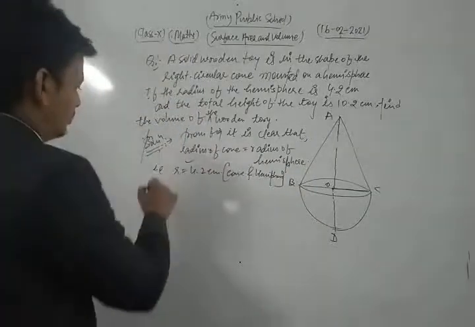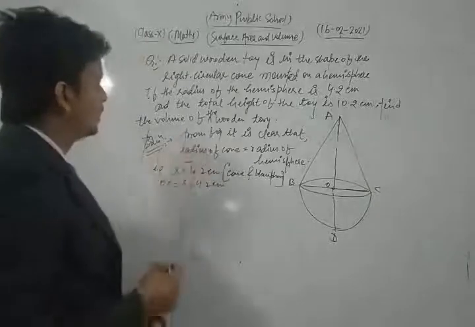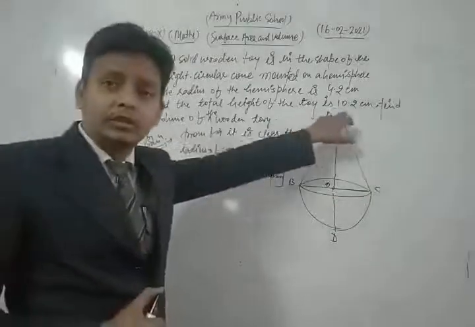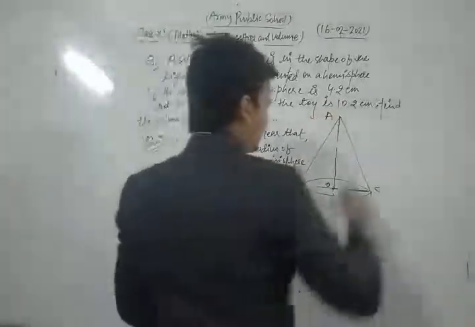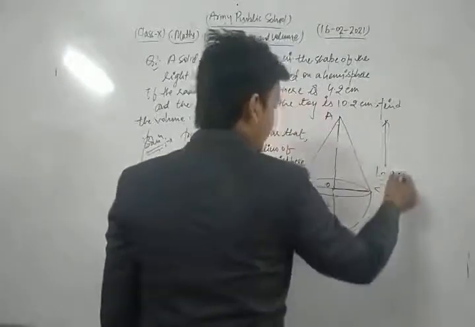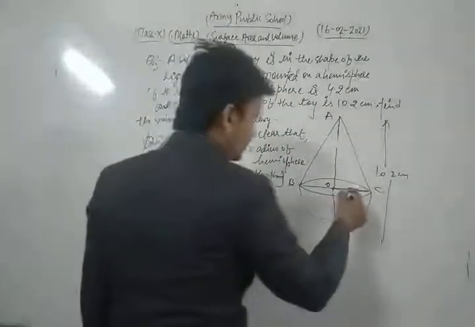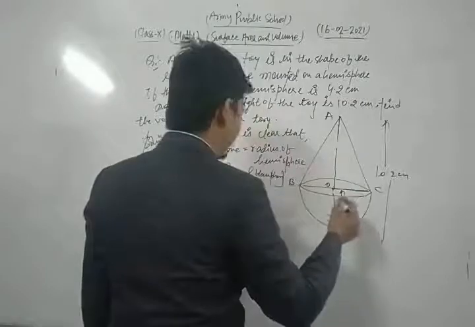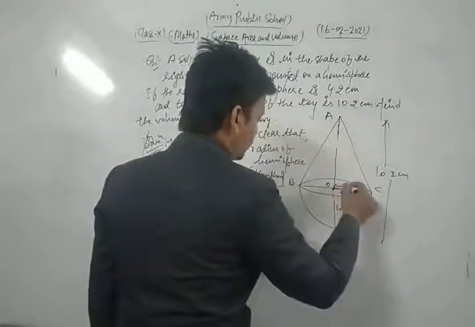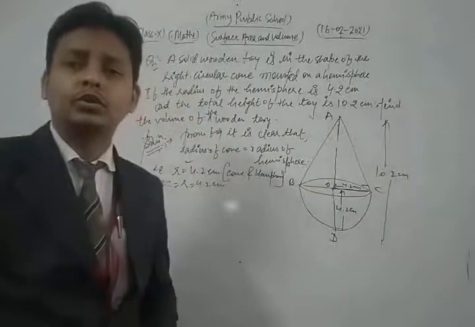That is, OC is equal to R, which is equal to 4.2 centimeter. And the total height of the toy is 10.2 centimeter. This is the total height. So the height of the hemispherical portion is also 4.2 centimeter. So now, first of all, we find the height of the conical portion.